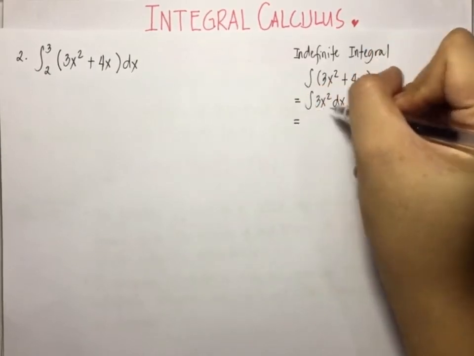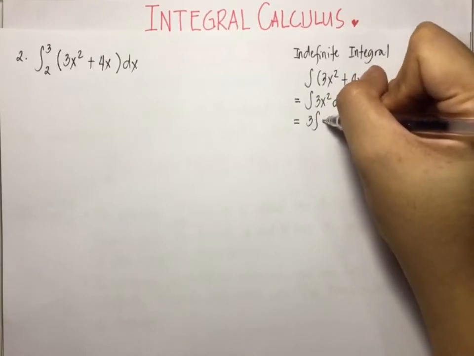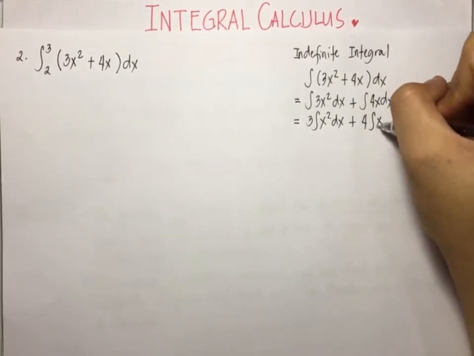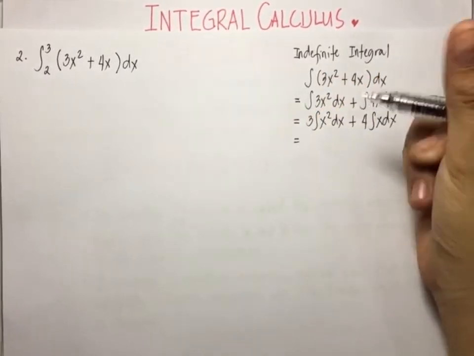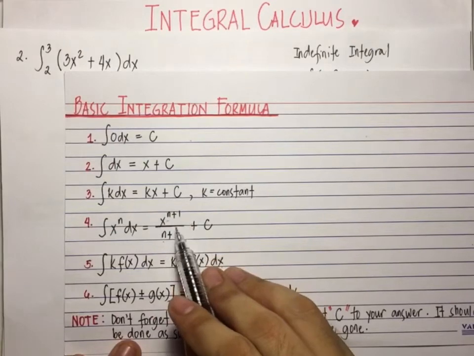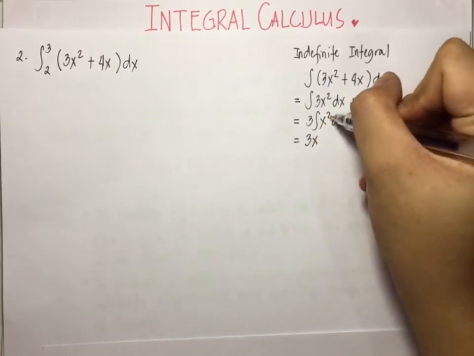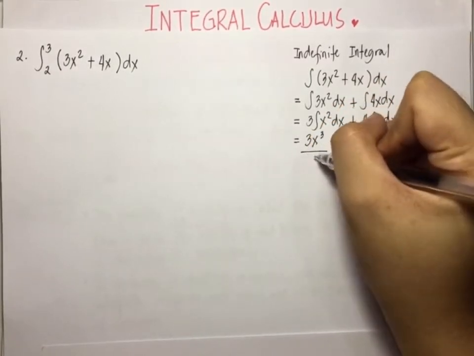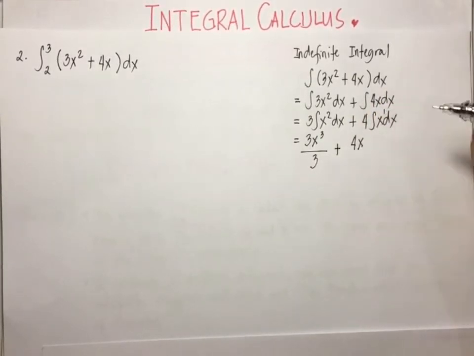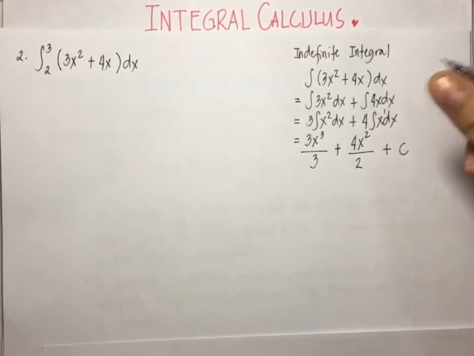Then, take the constants out of the integrals. So we have 3 times the integral of x squared dx plus 4 times the integral of x dx. Then, apply power rule. X raised to n plus 1 over n plus 1 plus c. So we copy 3 times x raised to 2 plus 1 is 3 all over 2 plus 1 is 3. Plus copy 4 times x, our n is 1. 1 plus 1 is 2 all over 2, then plus c.